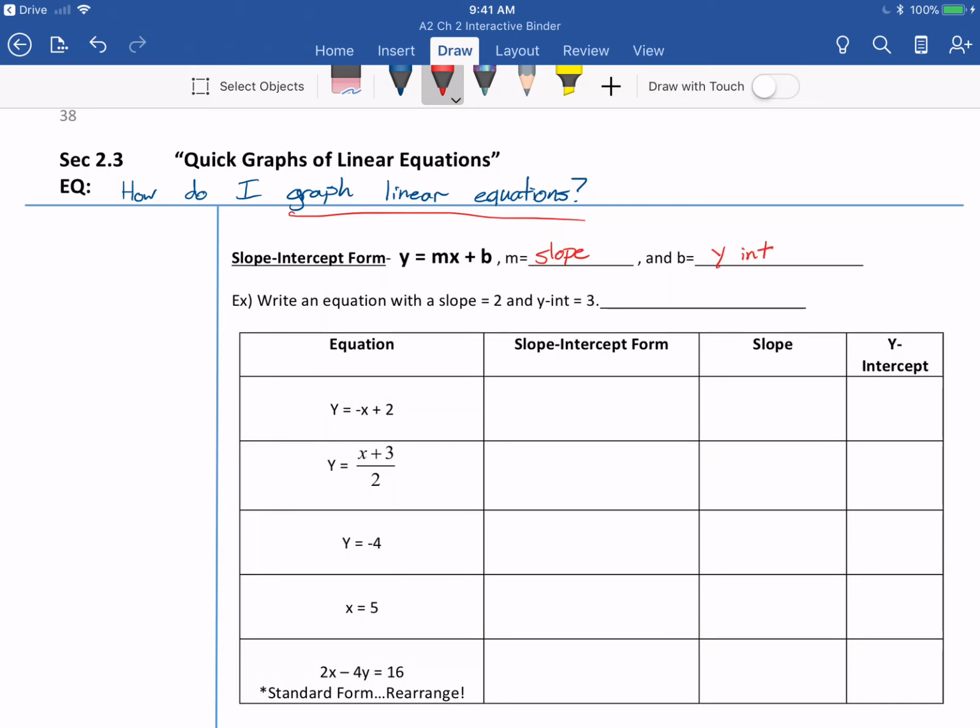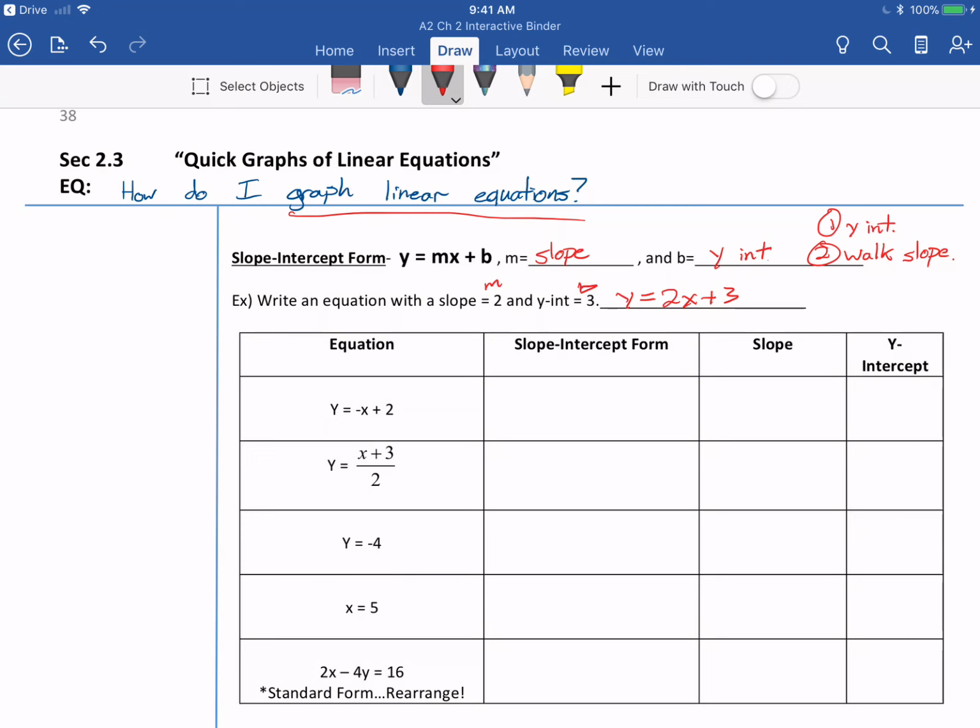The way we're going to do this is first start with the y-intercept. You graph your y-intercept, and then you walk the slope from there. That gives you 2 points, or even 3, 4, 5 points, but all you need is 2 points to graph a line. Now, write an equation with a slope of 2 and a y-intercept of 3. This one is easy: y equals mx plus b, where m is 2 and b is 3, so y equals 2x plus 3.